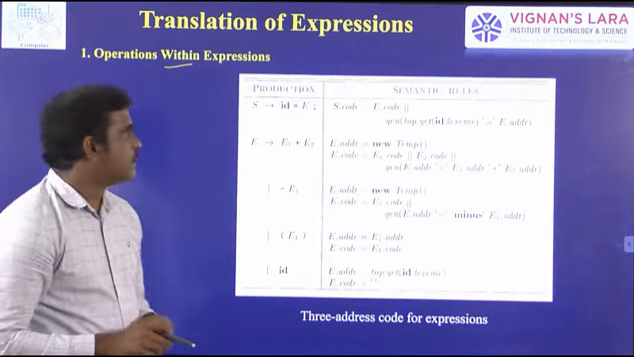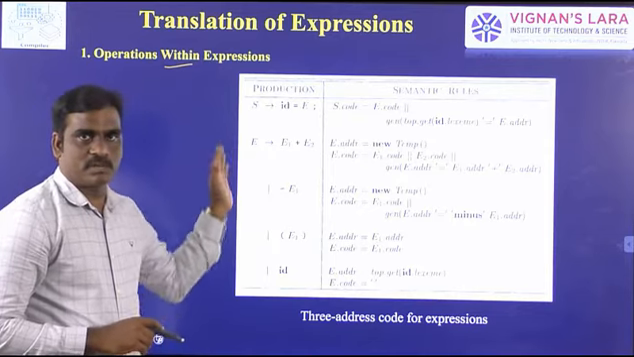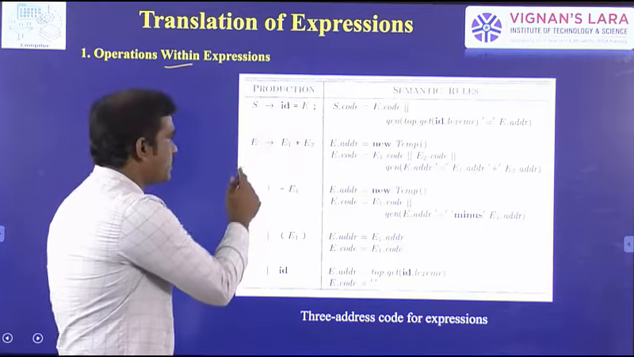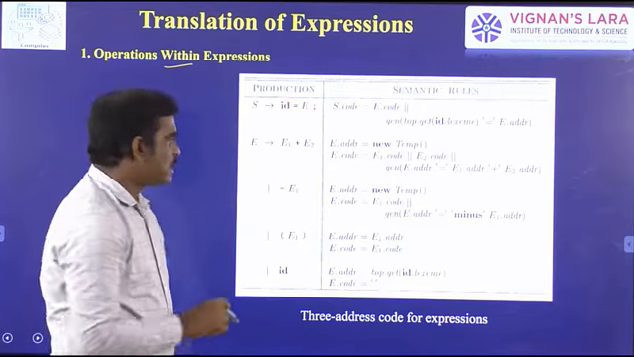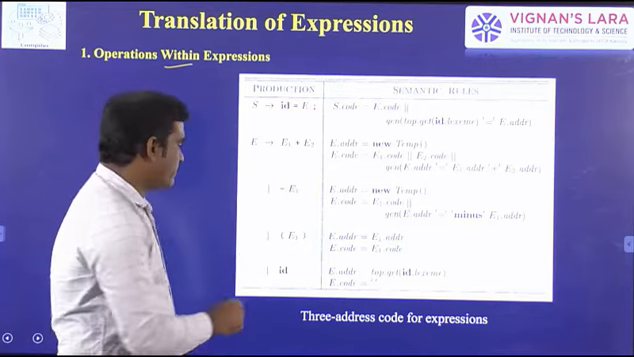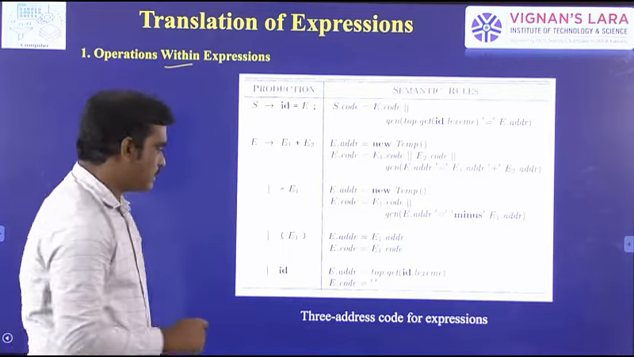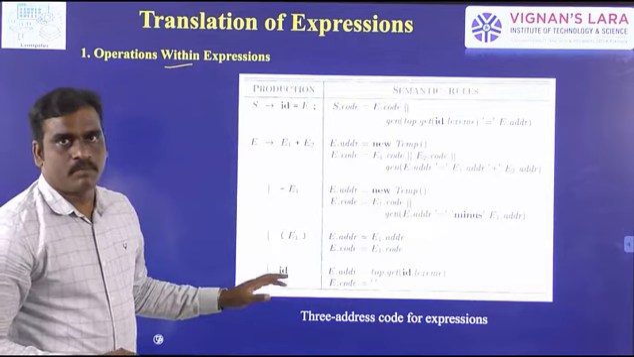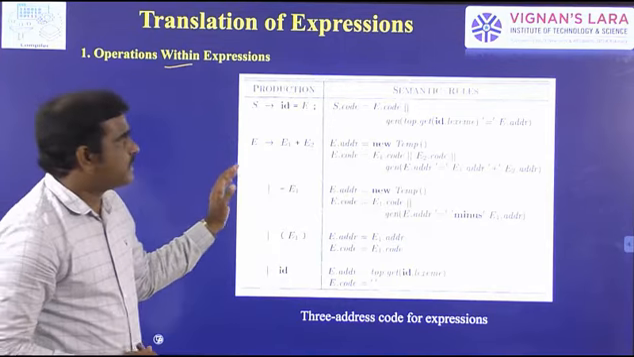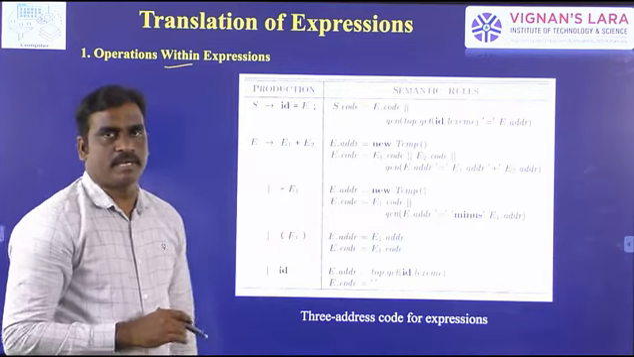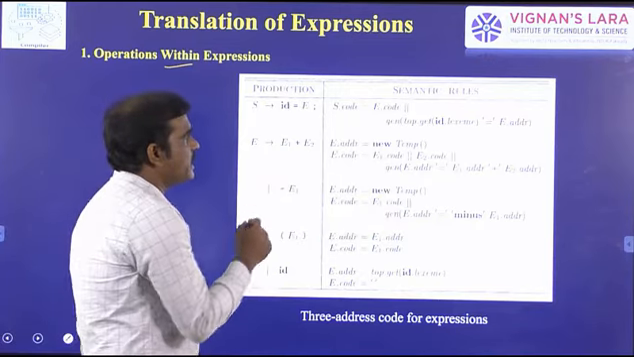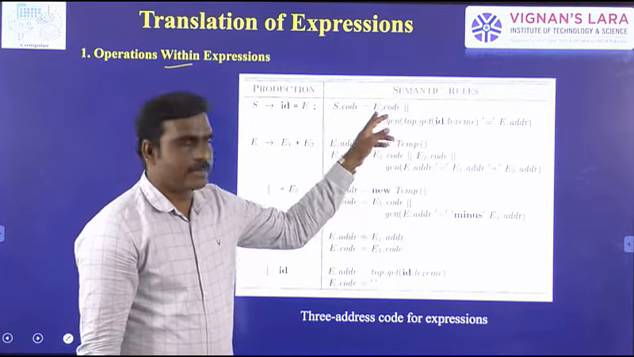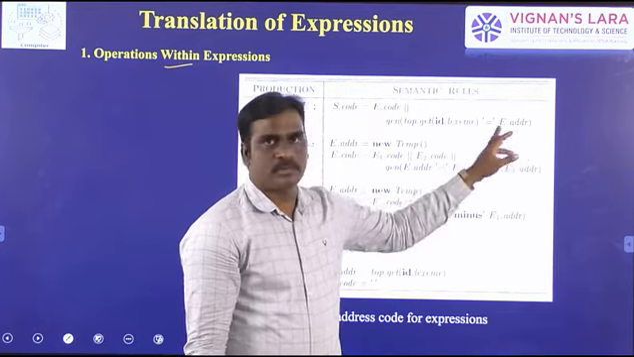Operations within expressions. Suppose we take these productions. The first one is S → id = E. Next, E → E1 + E2, or -E1, or (E1), and the last one is id. All these are expressions. Now convert these expressions into semantic rules. Here we are using different attributes: one is the code attribute and the second one is the address attribute.